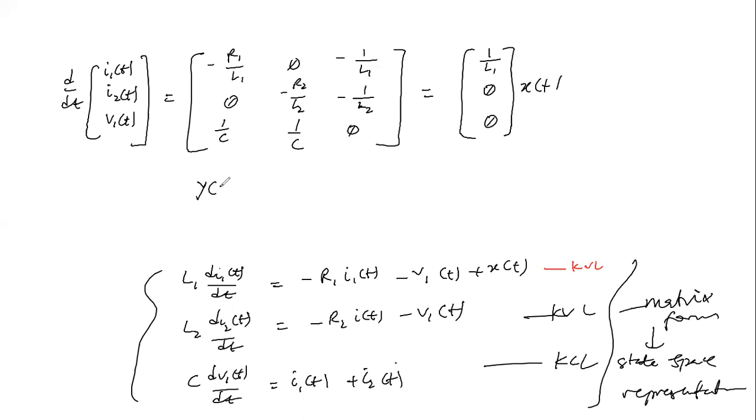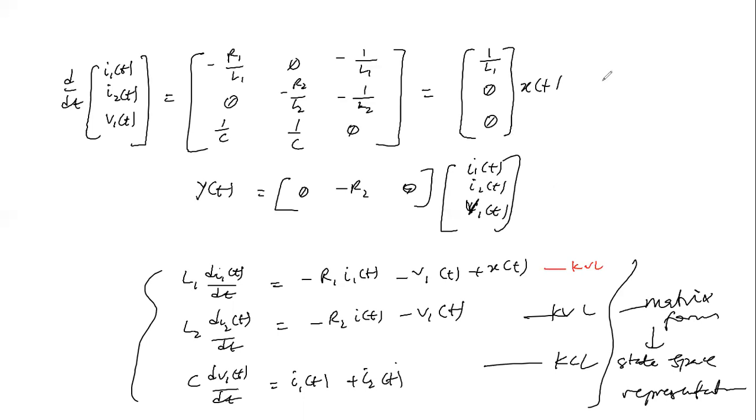Then Y of t is also a function of 0, negative R2, 0, times I1 of t, I2 of t, V1 of t. Now, at the end of the day, we have 3 states here, and then we have 1 input and 1 output.